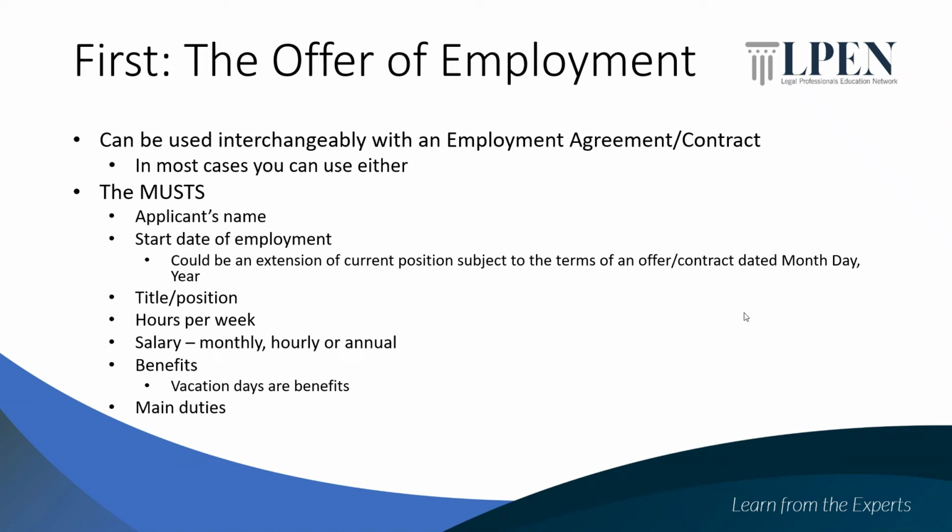The musts of an offer of employment: the employee's name or the applicant's name, start date of employment. Sometimes it could be an extension of a job that has already started. So sometimes we have wording that says your job, which already commenced on whatever date, is being extended for another 3 years, subject to the terms of the offer of whatever date. But sometimes it might be a new, fresh offer. Title of the position, the hours per week. I think this is important to include, not just full time or part time, but hours per week. Some permits, some applications, they're very specific about these elements.